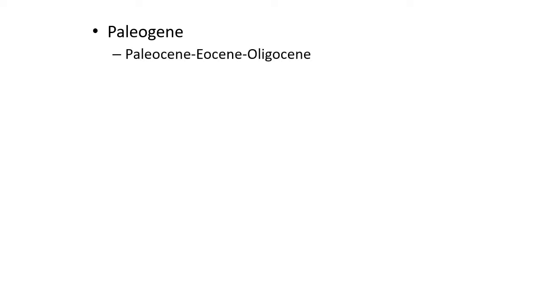So if you recall, the Paleogene period, or early Tertiary, is made up of the Paleocene, Eocene, and Oligocene epochs. General climate trends is continued warmth and humidity left over from the Cretaceous, though by the time we get to the Oligocene, that's starting to go down.